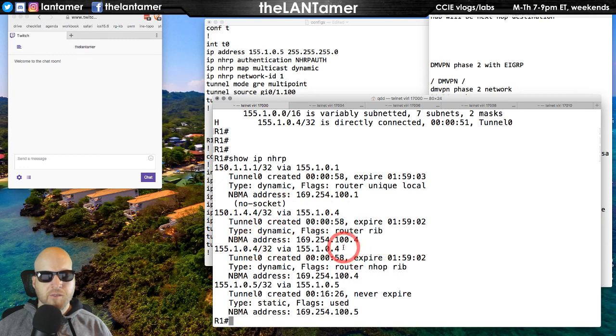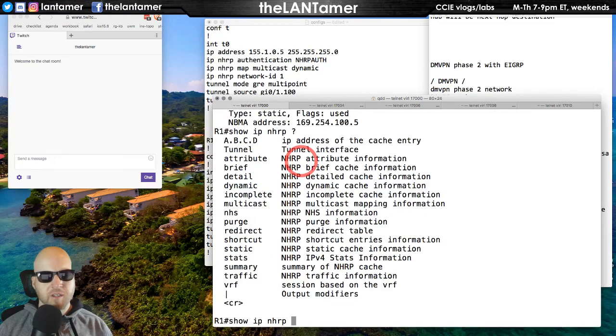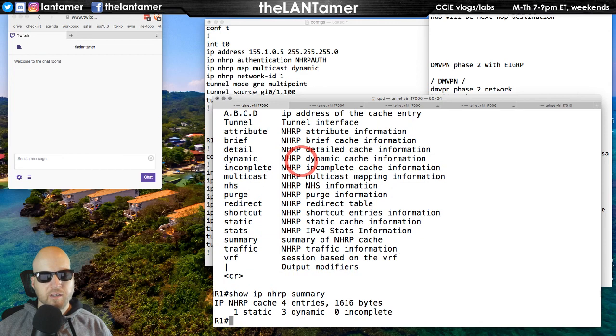This is also in router 4, so this is the tunnel endpoint. And this is the actual route. Show IP NHRP summary. Show IP NHRP brief.